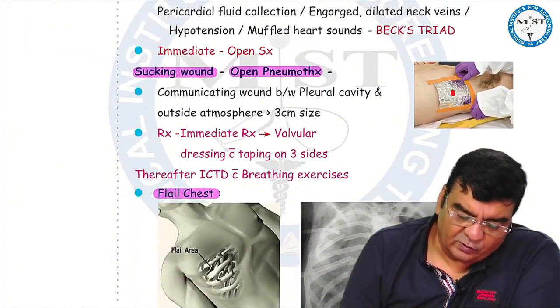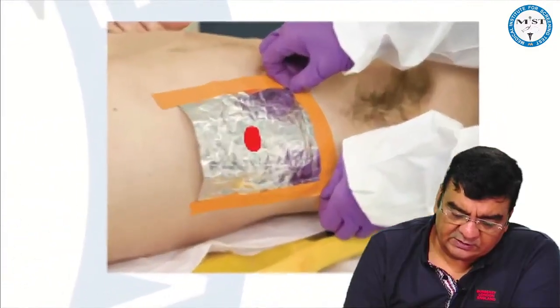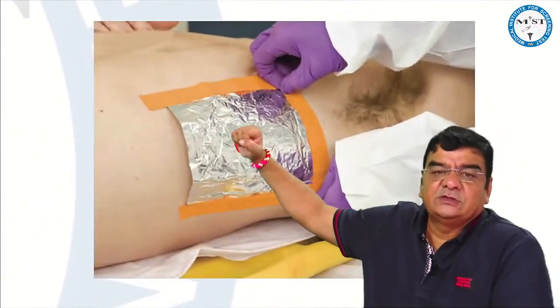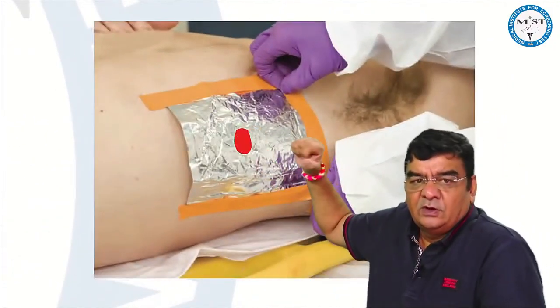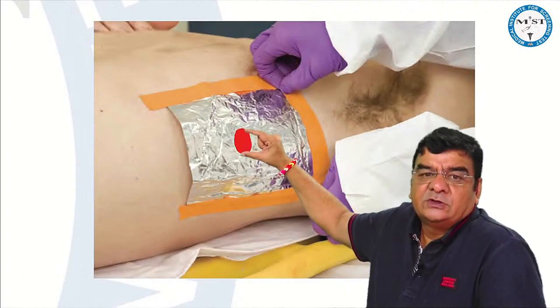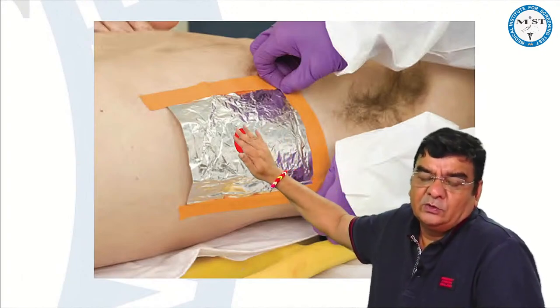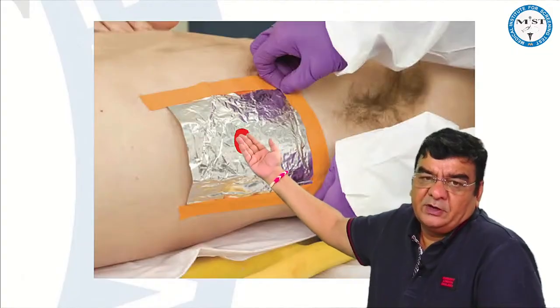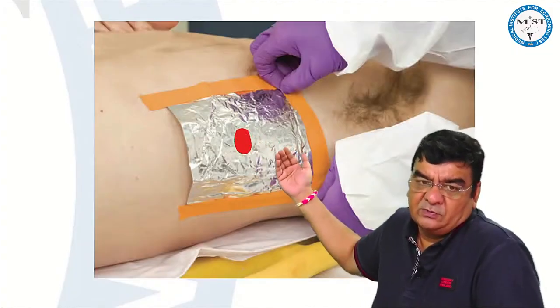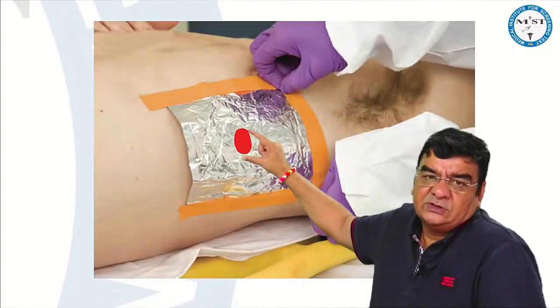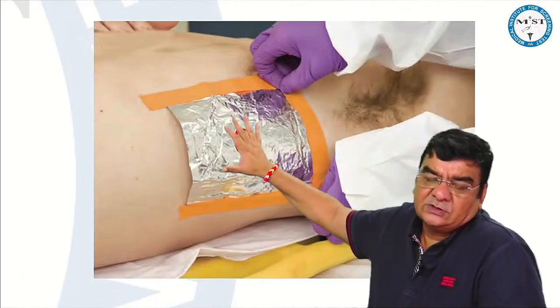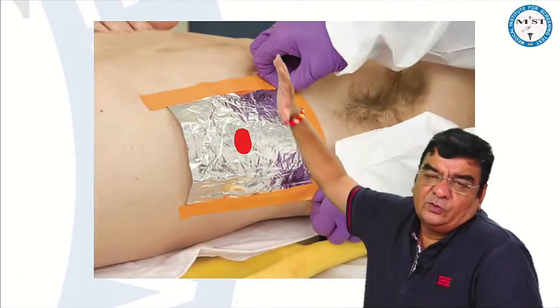There is a sucking wound of the chest, that is open pneumothorax. Suppose somebody hits a knife in the chest, takes the knife out. If the size of the wound is more than 3 centimeter, then outside air will go into the pleural cavity. So it's a communicating wound between the pleural cavity and the outside atmosphere. If the size is more than 3 centimeters, outside air goes inside and can lead to huge amount of air collection inside.